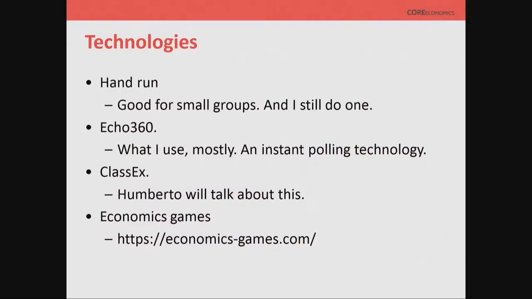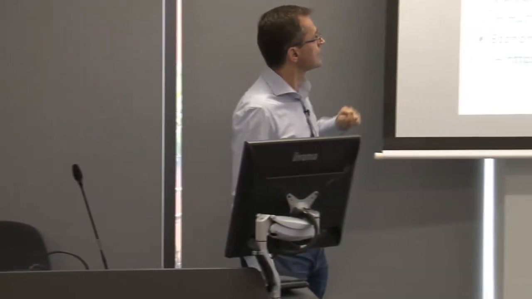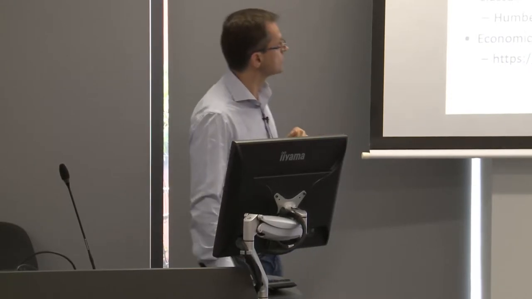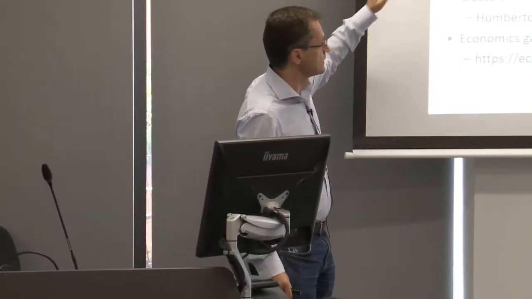Okay, so in terms of technologies, you can do experiments in various ways. Earlier, we were told of a class of 260. My class is 350. So you can imagine that poses challenges. Hand-done experiments are really good for small groups, and I still do one because I really want to do one that I know works well. But in a big class, that's not possible. But if you're in a small group, they're really, really good.